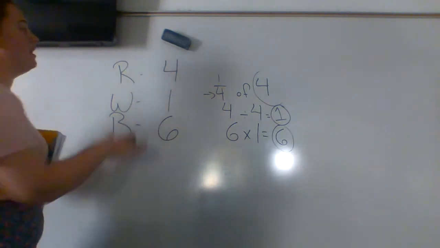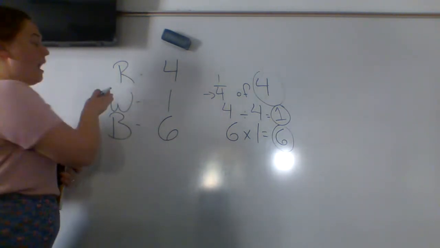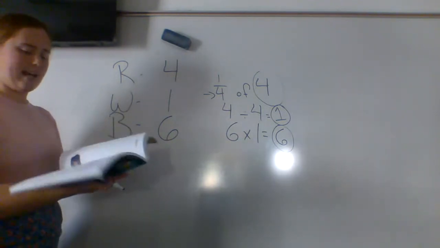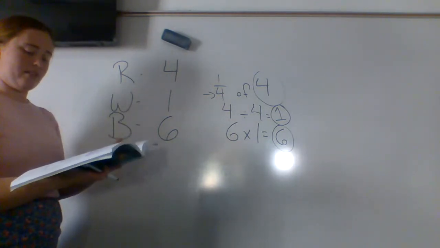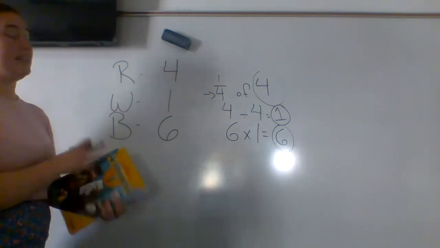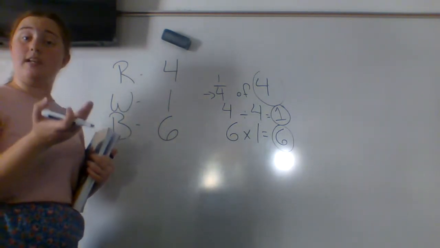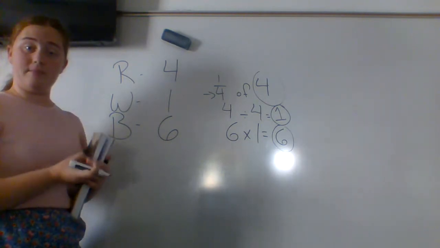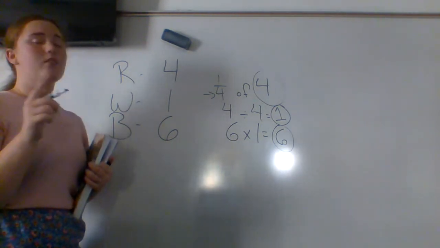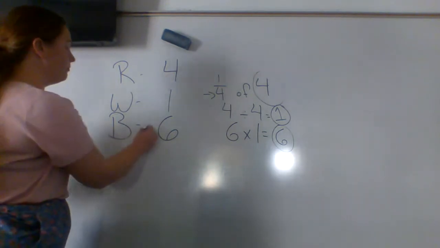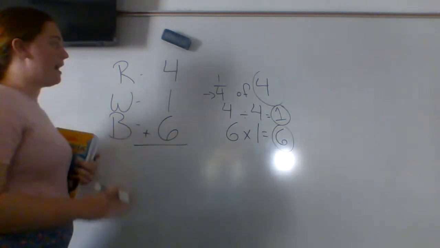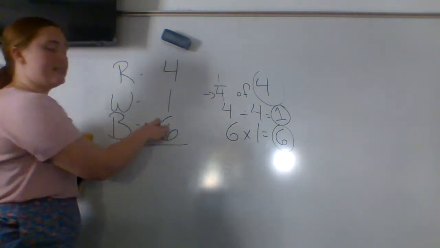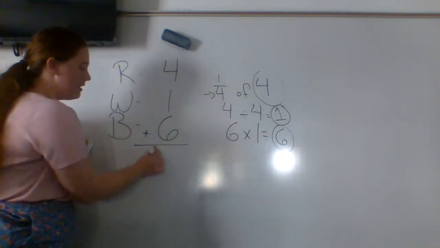So now I know how many red pairs of socks, how many white pairs of socks, and how many blue pairs of socks. Now my question is asking, how many pairs of socks does she have in all? In all tells me I'm going to be doing what? Adding, subtracting, multiplying, or dividing. Right? We're going to be adding. So we're going to add 4 plus 1 is, right, 5, plus 6 is, good, 11.